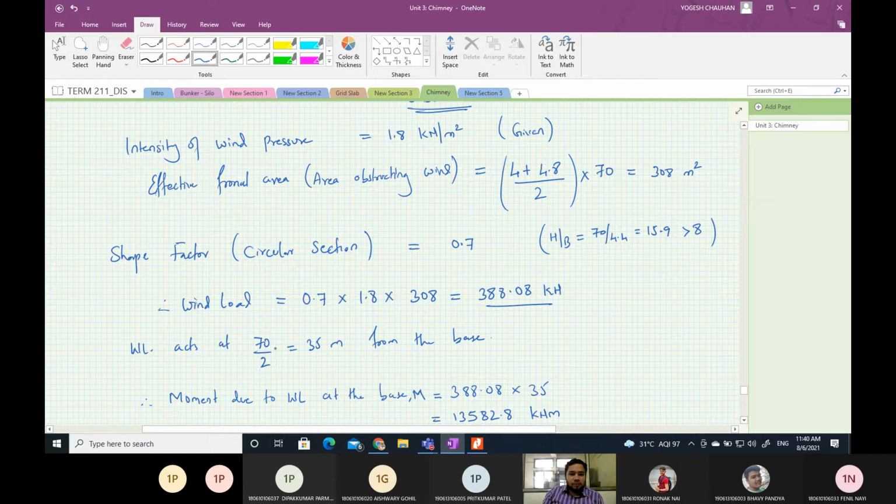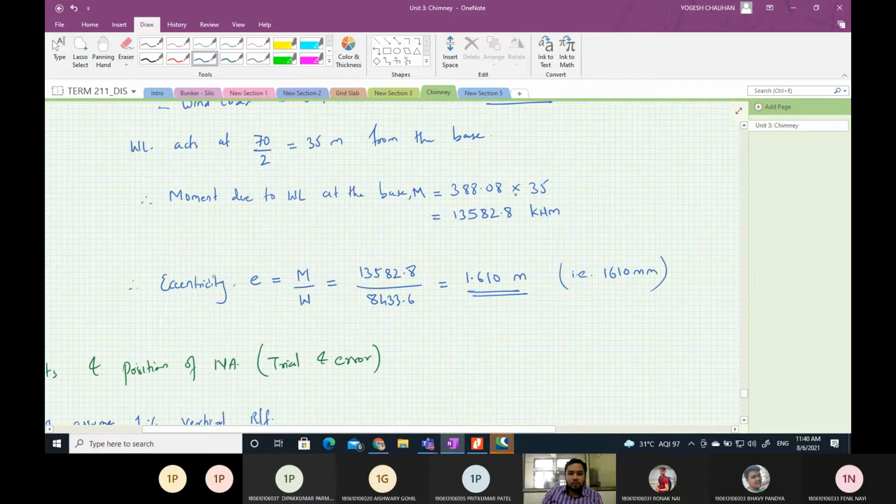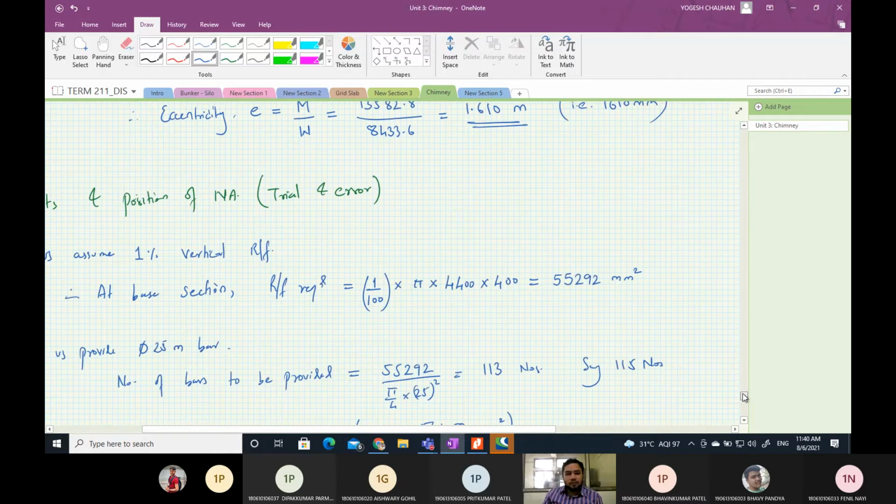Now this wind load acts at the mid height, so it is at 70 by 2, that is 35 meter from the base. So the moment due to this wind load will be 388.08, that is the wind force acting at the mid height, multiplied by the lever arm distance, that is 35. So it gives 13582.8 kilonewton meter. So the eccentricity will be moment divided by the vertical load. So it is 1.610 meter, that is 1610 mm.